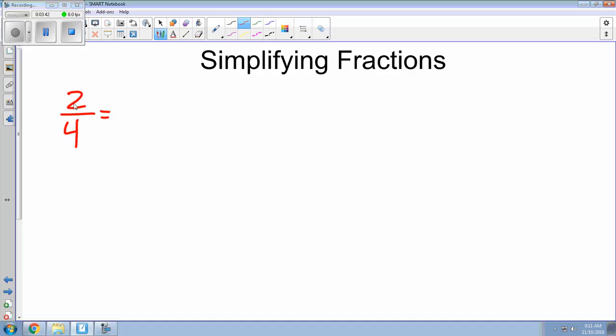2 over 4, you're figuring out a common factor. So if I factor the top, 2 is just 1 times 2, and there's nothing that goes into that. If you write out the factors of the bottom, 4 is 2 times 2.